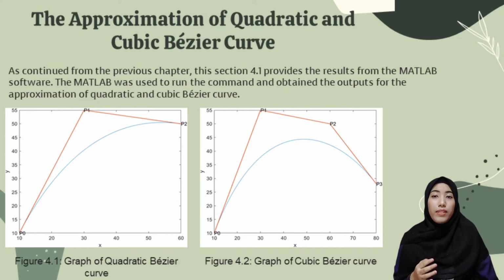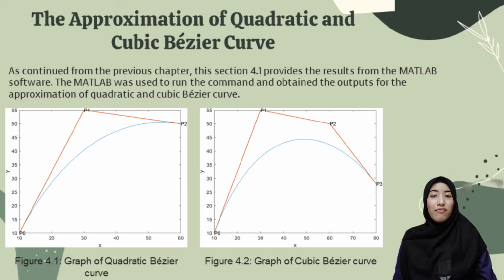To construct the cubic Bezier curve, the expanded basis function for the cubic Bezier curve from equation 3.4 is combined with the control points P0 equal to coordinate (10, 10), P1 equal to (30, 55), P2 equal to (60, 50) and P3 equal to (80, 28).